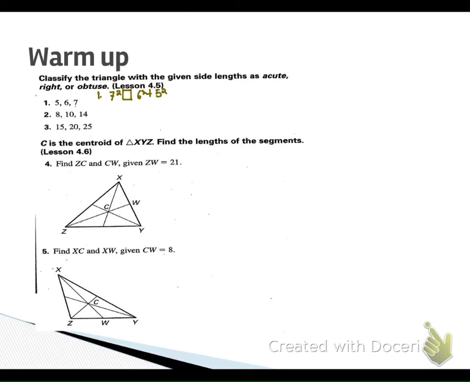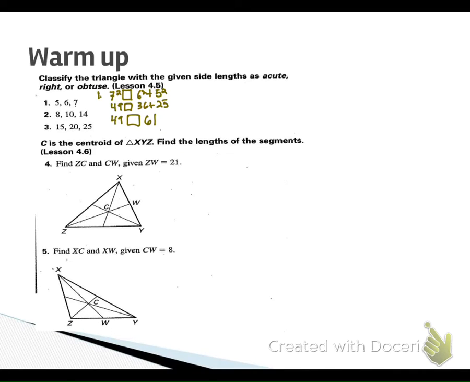Okay, what is 7 squared? 49. 6 squared is? 36. Plus 5 squared, which is? 25. Okay, so 49. Box is 61.